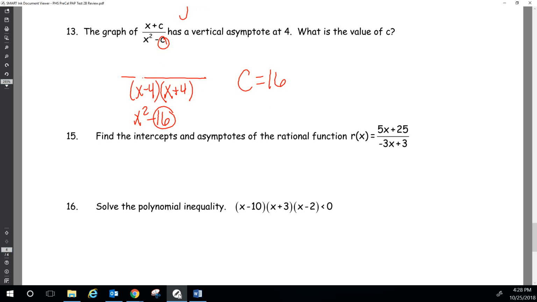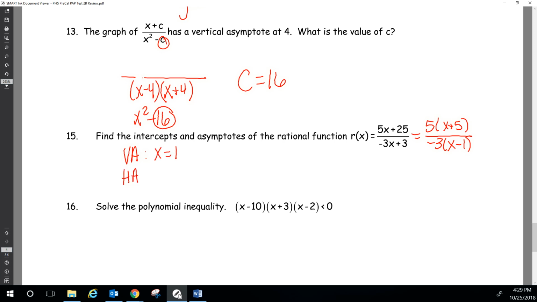Number 15, find the intercepts and asymptotes of this rational function. First thing I'm going to do is factor it out so I can see it in its simplest form to make sure I don't have any holes. But when I factor this one out, I see nothing cancels. So my vertical asymptote would be x equals 1.